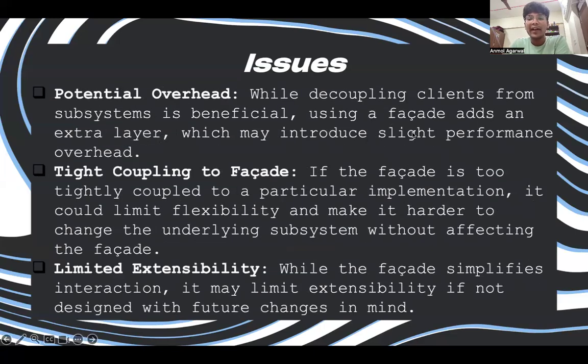Potential overhead. While decoupling clients from subsystem is beneficial, using a Facade adds an extra layer, which may introduce slight performance overhead. Tight coupling to Facade. If the Facade is too tightly coupled to a particular implementation, it could limit flexibility and make it harder to change the underlying subsystem without affecting the Facade. Limited extensibility. While the Facade simplifies interaction, it may limit extensibility if not designed with future changes in mind.